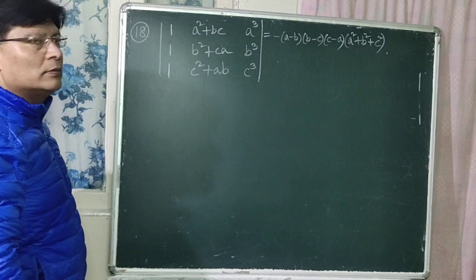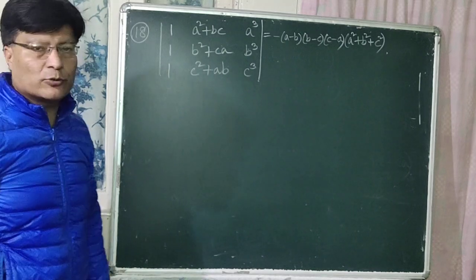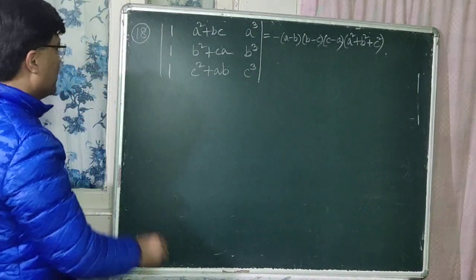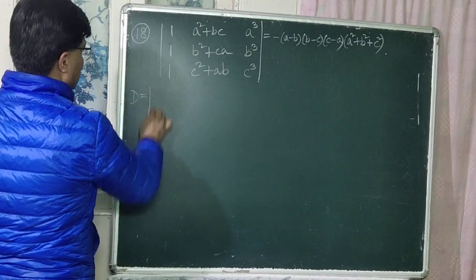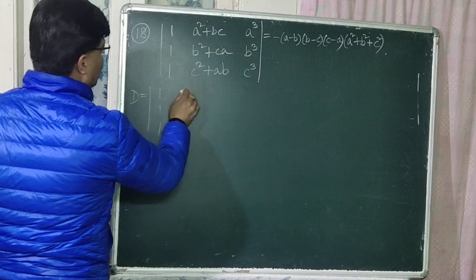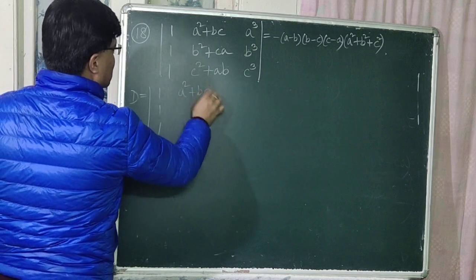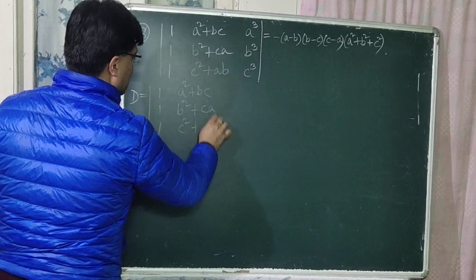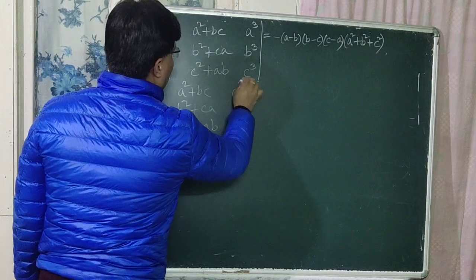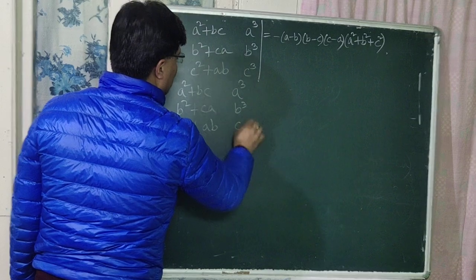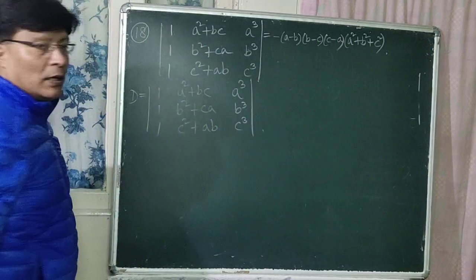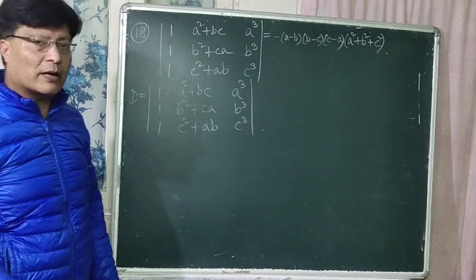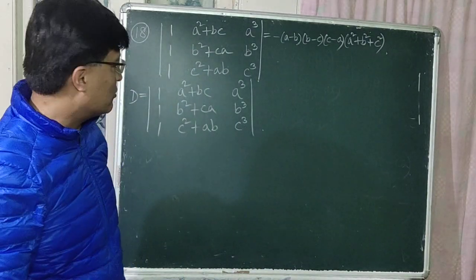So now we will do this question, that is question number 18. Here also let us prove LHS is equal to RHS, right? So D is equal to the determinant with rows 1, A square plus BC, A cube; 1, B square plus CA, B cube; 1, C square plus AB, C cube. You will prove this. There are four factors on the right hand side, okay?